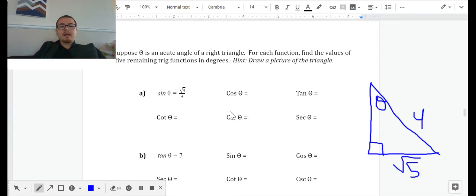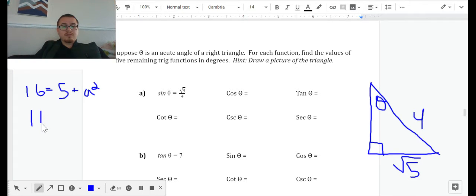Now, I'm going to get stuck because I don't know the adjacent side. So you need the Pythagorean theorem to figure this out. You're given the hypotenuse and one of the legs. So it's going to be 4 squared, so 16, equals square root of 5 squared, which is 5, plus, let's just call it a squared. So then you solve, you get 11 equals a squared. We take the square root of that, and you're going to get a equals the square root of 11.